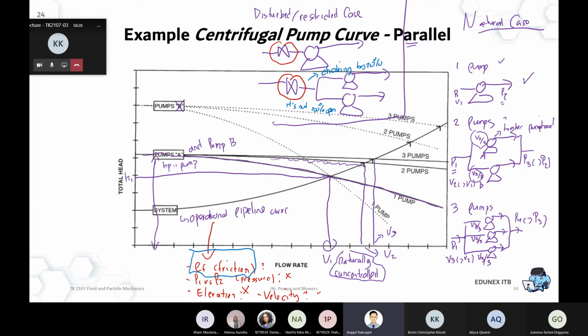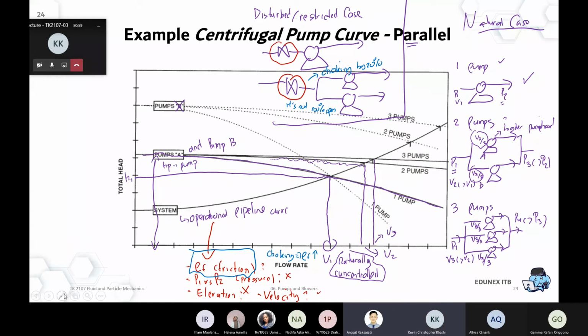Okay. Now, what will happen to the friction? If you perform a choking of the valve, when choking happens, the friction will increase, right? What will happen to the system operational curve? Will it remain at this black line of system operational pipeline curve? Or will it shift upward or downward? What do you think?